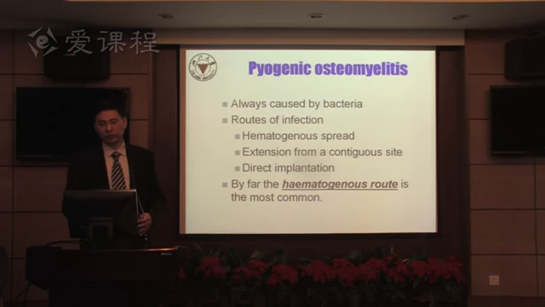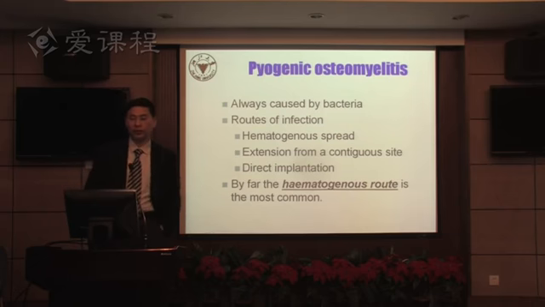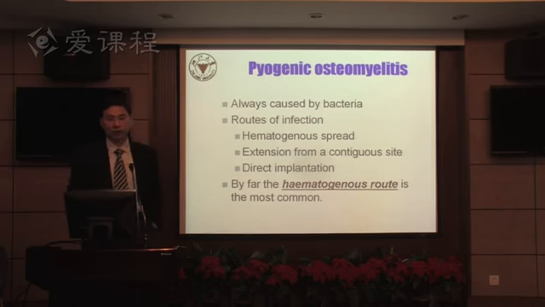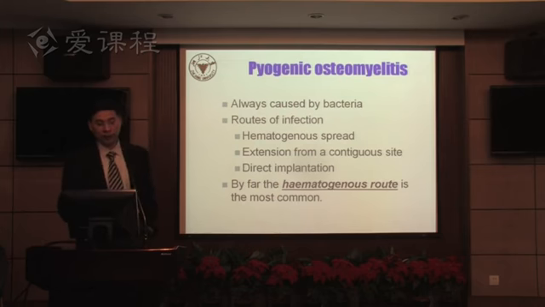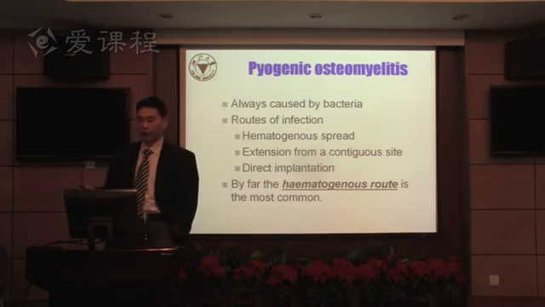This slide will show pyogenic osteomyelitis. The first thing we should know is that pyogenic osteomyelitis is always caused by bacteria. And the routes of infection, we divide into three parts. The first is hematogenous spread. This is the most common route of infection.